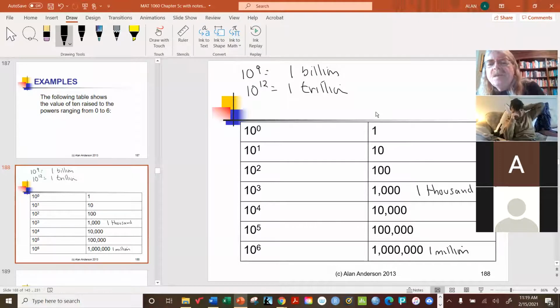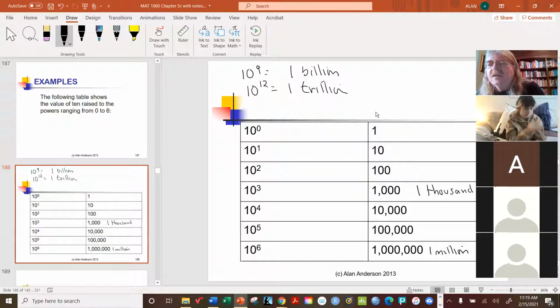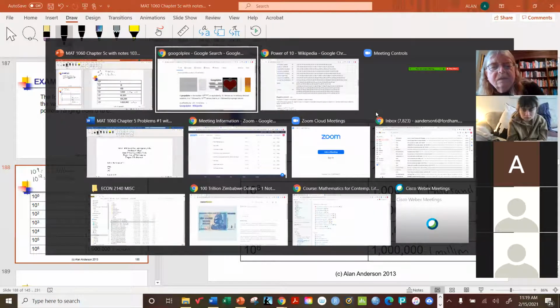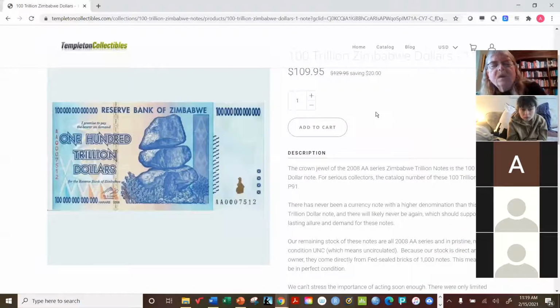I don't know. Now, I'm going to show you an interesting example of when we might be tempted to use scientific notation to replace an enormous number. So I have it right here. I don't remember if I showed this to you or not. I don't think I did. This is a $100 trillion bill printed in Zimbabwe about 12 years ago. Why would a country need a $100 trillion bill?